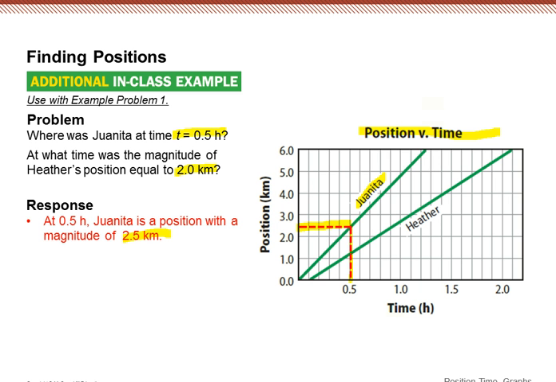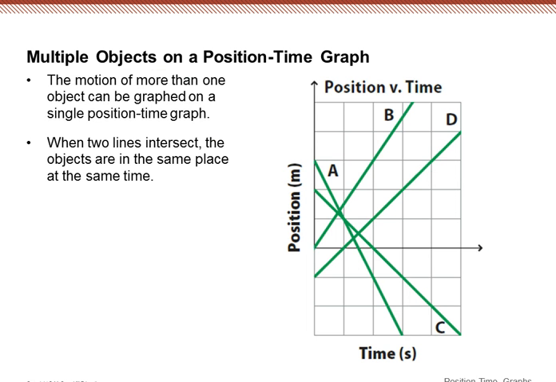Well, to find Heather's time when her position is equal to 2 kilometers, we do the same thing, but now we're going to start on the vertical axis at 2 and come over to where we intersect and then drop down. So that's going to happen at about t equals 0.8 hours. The nice thing about position versus time graphs is we can actually graph multiple objects on one position versus time graph, just like we saw in that past example.